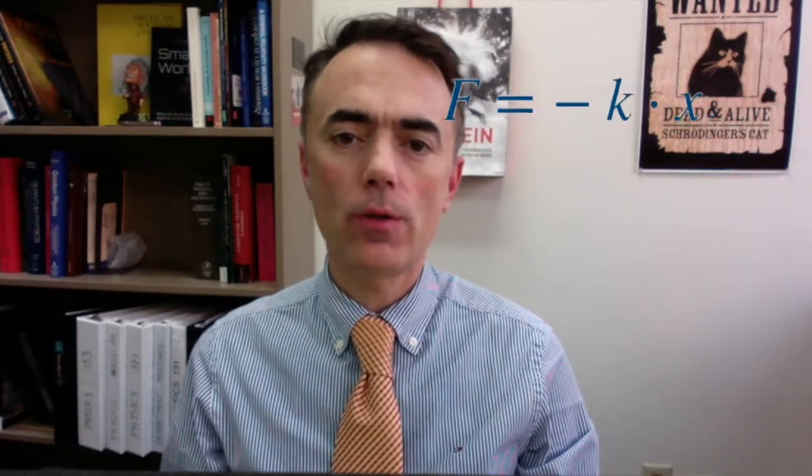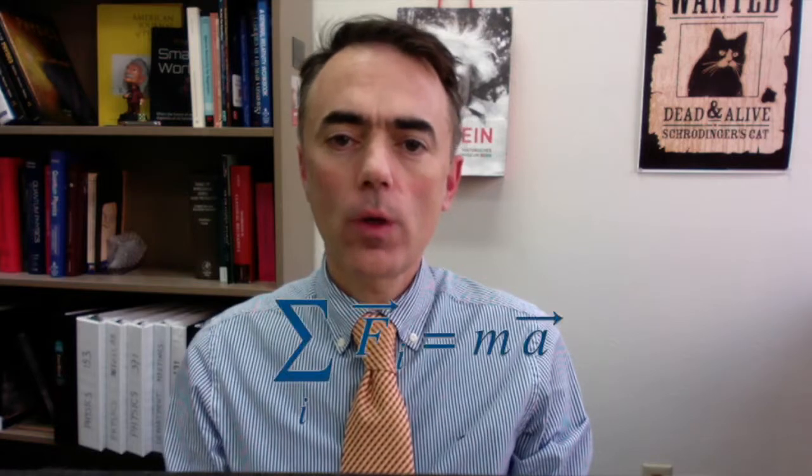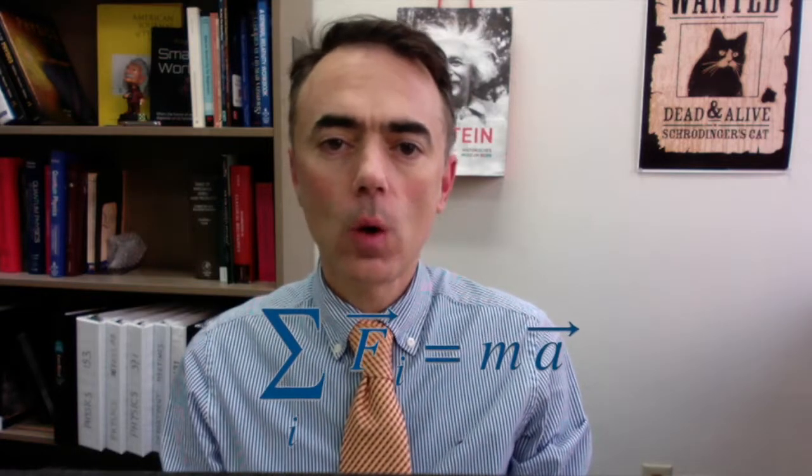Let's have a look at the expression for Hooke's law. It says that the force of a spring is equal to k times the elongation x. If that is the only force on the spring, we can apply Newton's second law and find the acceleration. In this case, we would have the spring oscillating back and forth.